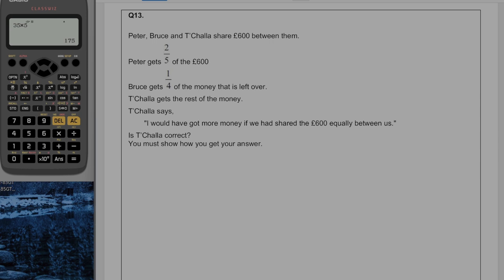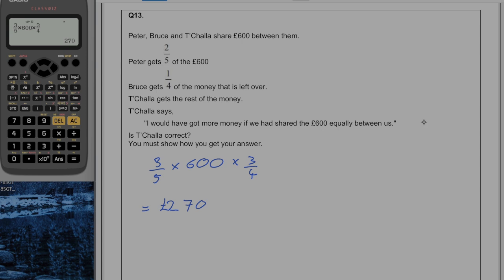Right. If Peter gets 2/5, then what's left over is 3/5. So we do 3/5 times by 600, and then T'Challa gets 3/4 of what's left over. So if we times that by 3/4 afterwards, that'll give us the total that T'Challa gets. So 3/5 times by 600 times by 3/4 gives us £270.